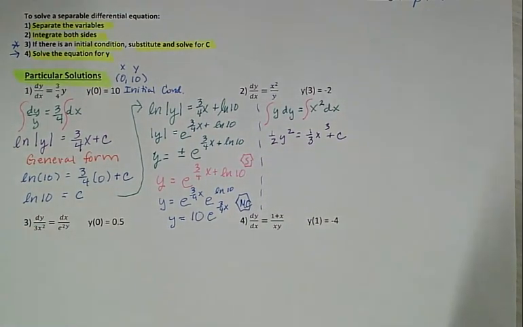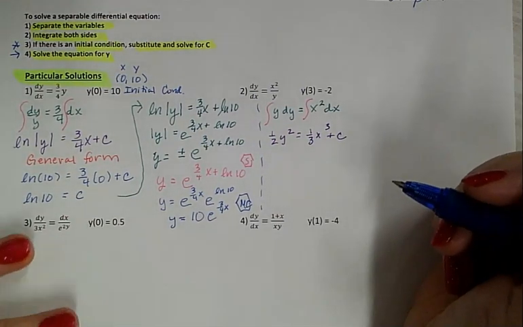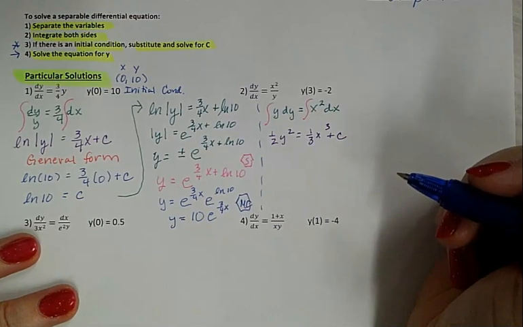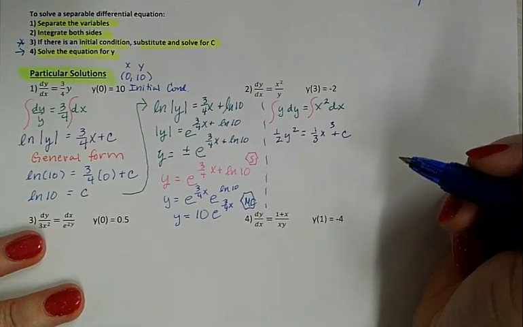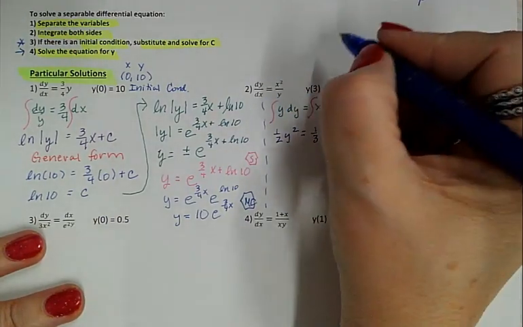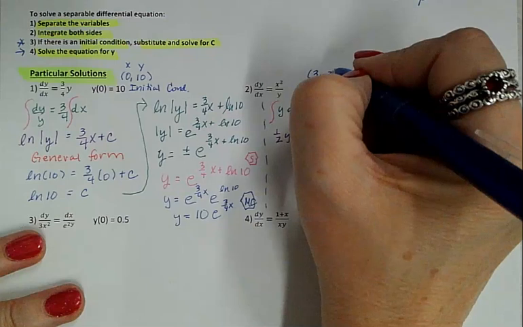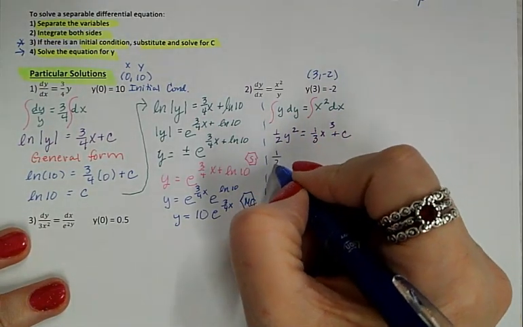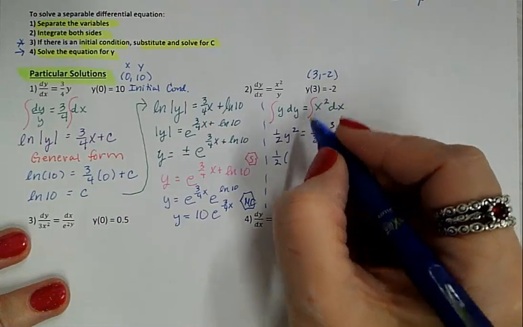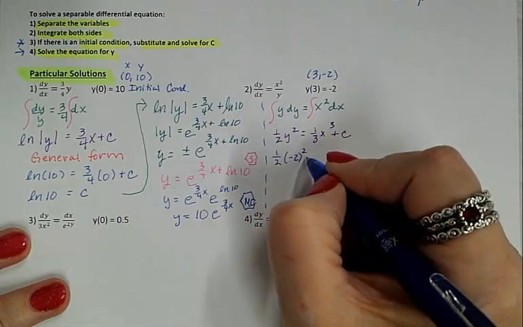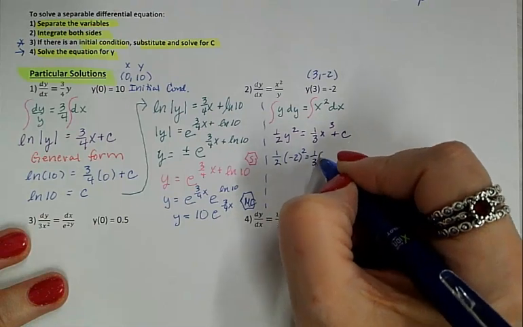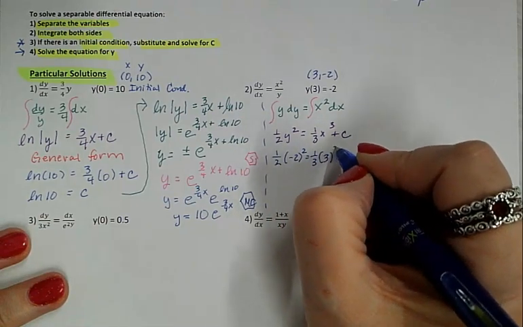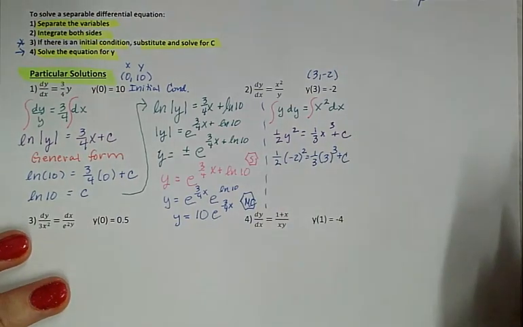So once we have our general solution, remember, then we're going to plug in to find our particular equation with this initial condition. So remember, this just means 3, -2. So we're plugging in 3 for the x and -2 for the y. So that means I'm going to have 1/2 times, and the y value is -2 squared, which equals 1/3, and the x value is 3 cubed plus c. So then we're going to solve for c.